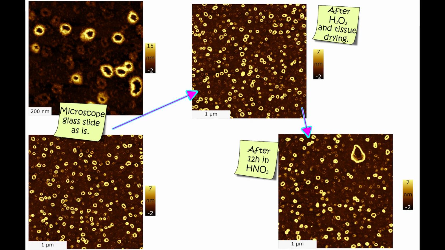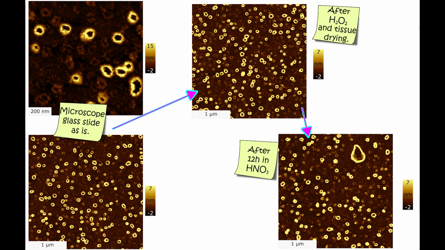Here are the results. The microscope glass slide, as we saw before when imaging, is covered in craters made of silica. This is a passivation treatment where they put the glass slides in acid to create this silica layer that protects the glass from further degradation.